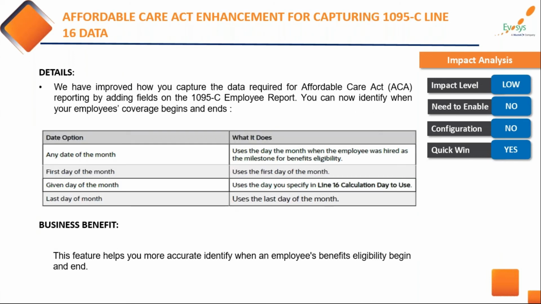Affordable Care Act enhancement. This feature is again US specific. It is around the enhancement in the ACA reporting. What Oracle has done is they have included certain date options. Depending on the options you choose while running this report, the output would be in line with that. As an example, if you are choosing the first day of the month as an eligibility criteria for that particular month, then the report will show exactly when the employee's benefit eligibility begins and ends.